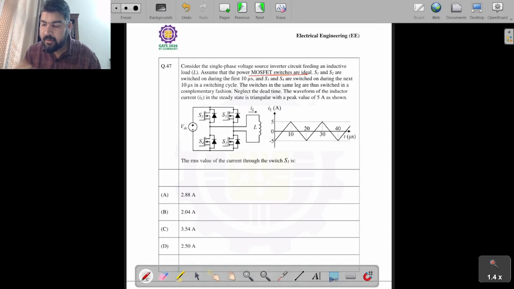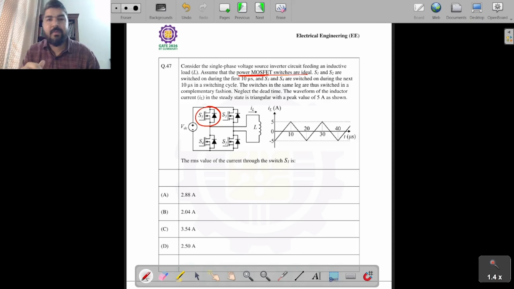The RMS value of the current through the switch S1. Now in S1 he is considering the diode also. Why? Because there is a power MOSFET, and in a power MOSFET, remember one point: the diode is inbuilt. This is the part of the switch. So if I am considering S1, then we have to take this diode as well.